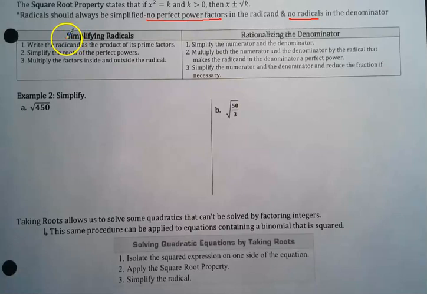So let's look here at simplifying radicals. The first thing we're going to do is write the radicand as the product of its prime factors. I love prime factorization. Some people like factor trees, but I like prime factorization since I found it's really easy to do.